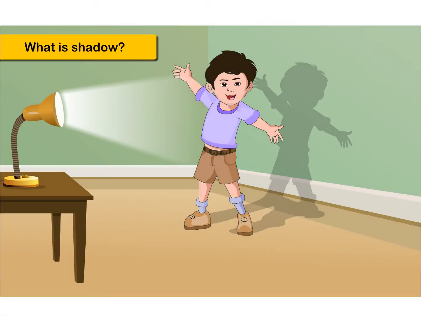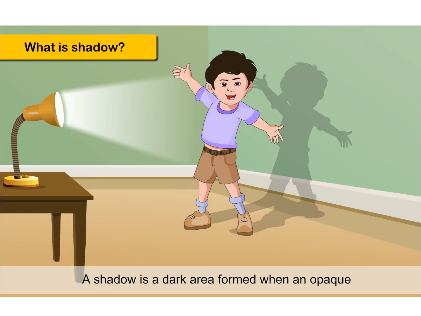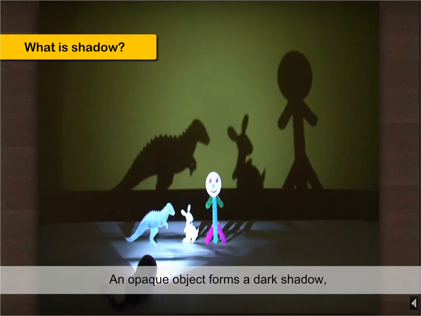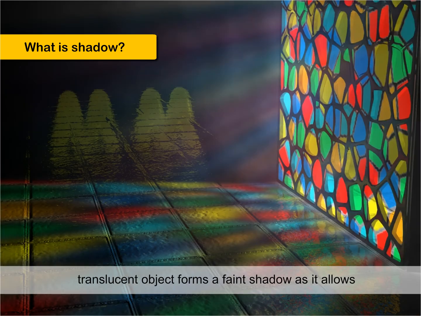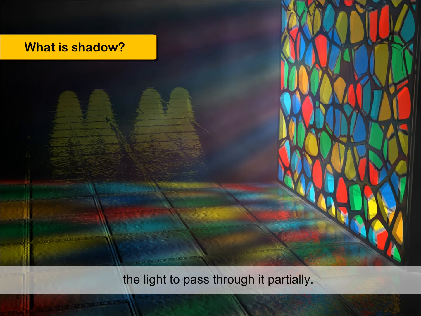What is shadow? A shadow is a dark area formed when an opaque object comes in the path of the light and blocks it. The shadow takes up all of the space behind the object with light in front of it. Since the object absorbs light, we see nothing but black color. An opaque object forms a dark shadow, as it is able to block light completely, while a translucent object forms a faint shadow, as it allows the light to pass through it partially.